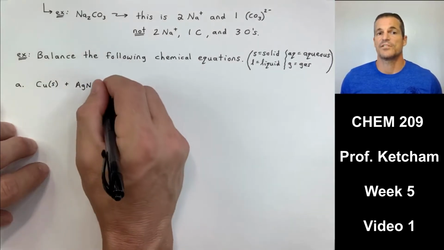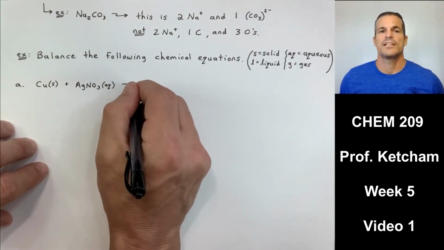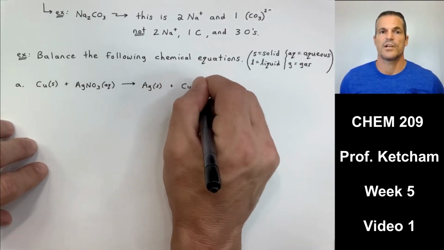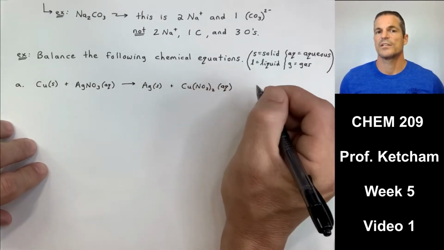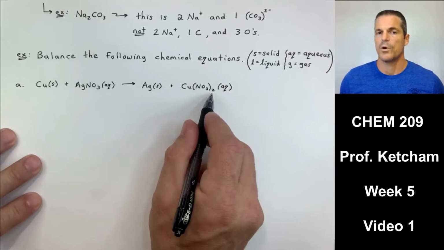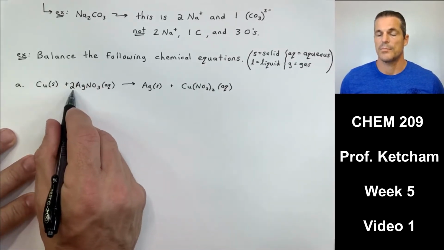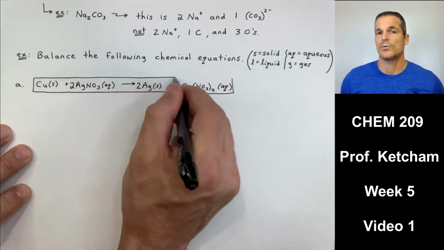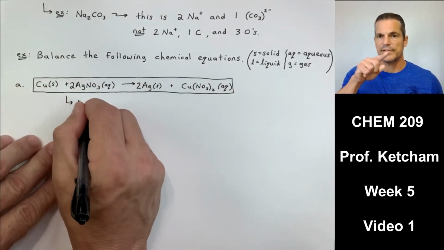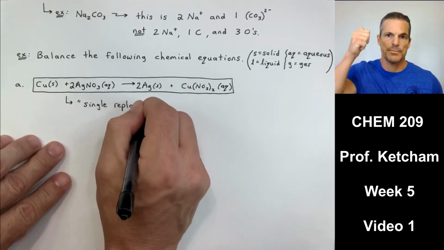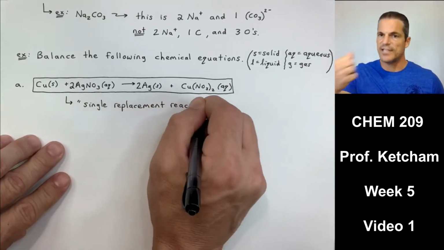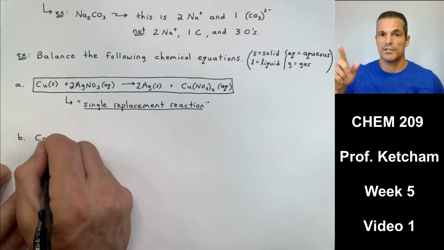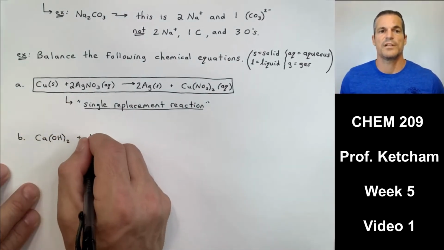So, for example, this is solid copper plus silver nitrate yields silver metal, solid, plus aqueous copper(II) nitrate. Remember how we learned how to name stuff? All right, so this is actually a single replacement reaction. Copper is coming in and singly replacing Ag and taking nitrate for himself. So I balance my 2 nitrates on the right with a coefficient 2 on the left.